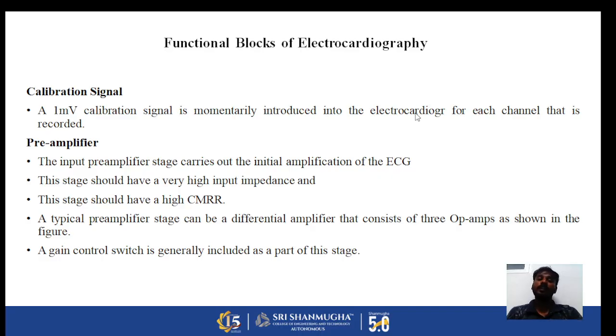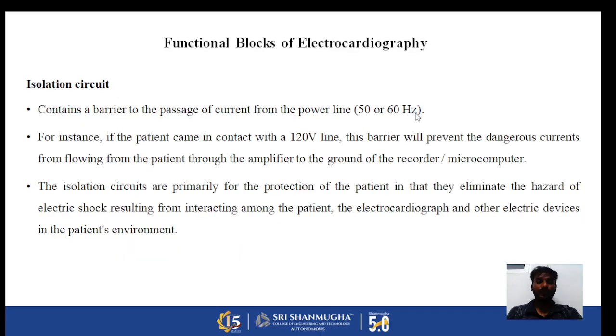The input preamplifier stage carries out the initial amplification of the ECG. This stage has very high input impedance, and it should have a high CMRR. CMRR is the common mode rejection ratio; we will discuss it in the next slides. A typical preamplifier stage can be a differential amplifier that consists of three op amps, as shown in the figure. A gain control switch is generally included as part of this stage.